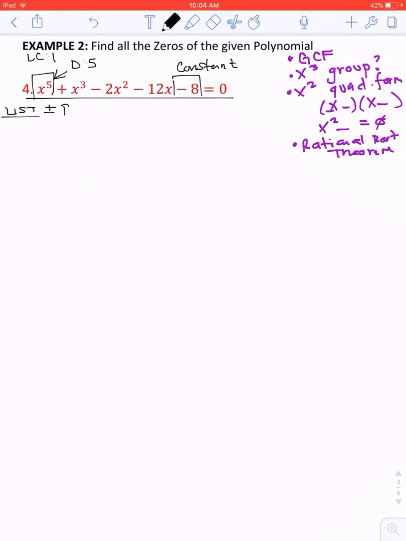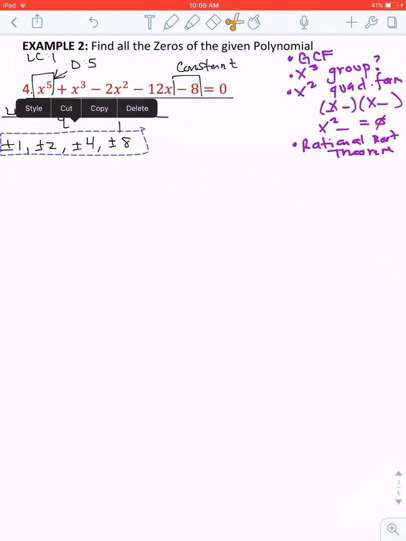All right, so I'm going to start by listing plus or minus P over Q. P is the factors of my constant. So I have an 8, so I have a 1, 2, 4, 8. Thankfully, my lead coefficient is 1. So I have a list of plus or minus 1, 2, 4, and 8. All right, so here's my list. I'm going to change that real quick.